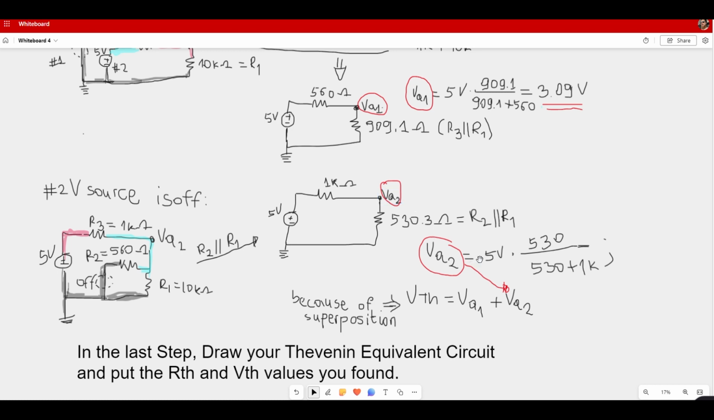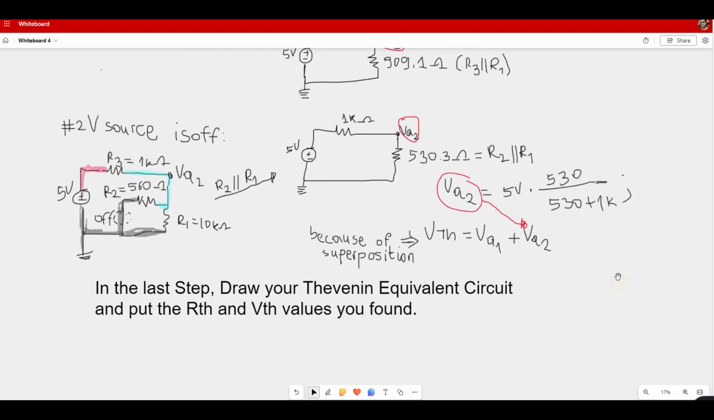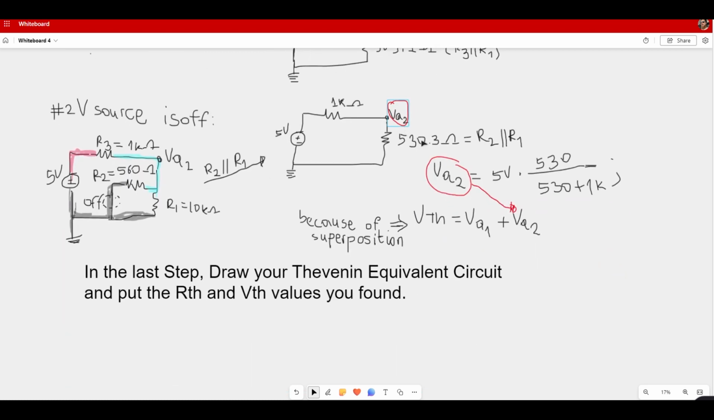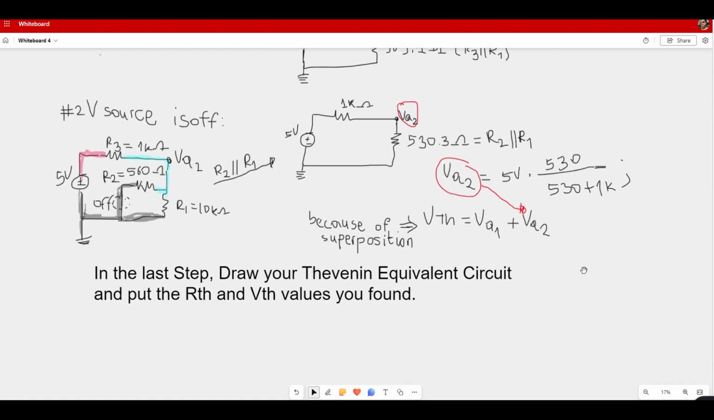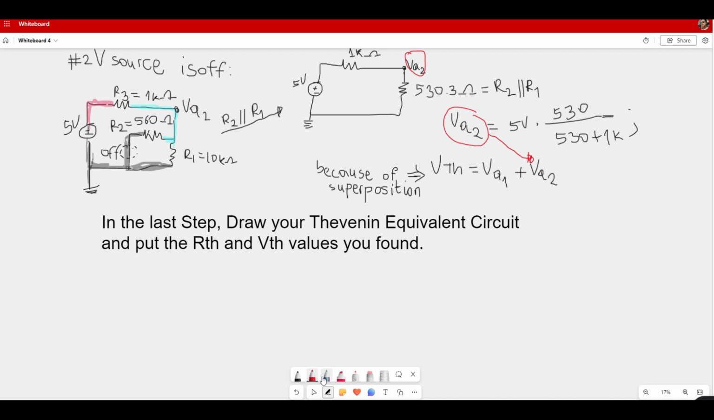Defining the voltage divider, we find that the sum of VA1 and VA2 is going to give us V Thevenin. Superposition is defined as the sum of these two voltages. In the last step, you draw your Thevenin equivalent circuit, which will be, and just put the values in.